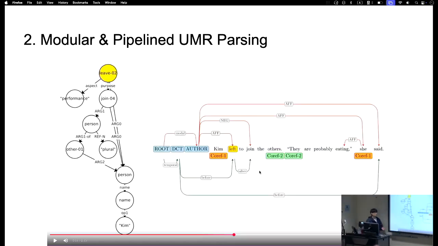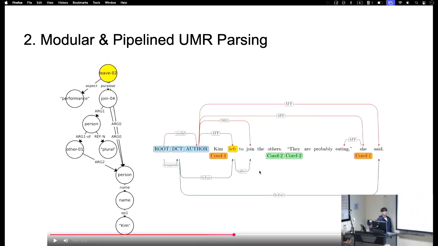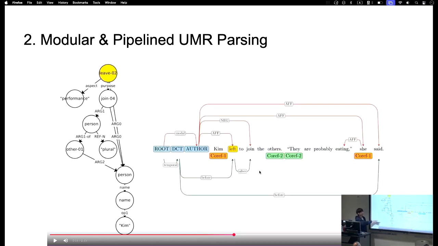Now for Chinese, typical Chinese UMR parsers actually do produce this alignment by default. But for English, a lot of them don't. There's one that does, but a lot of them don't. Only for presentation purposes, I'm only highlighting leave and left, but it should be obvious that entities like Kim should be mapped to this person subgraph, and on and on. You can see the join mapping to join-4 and on and on.